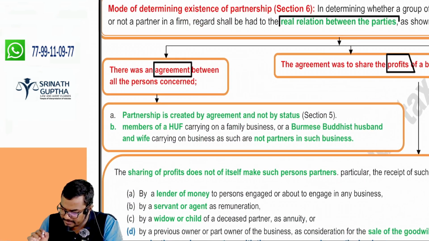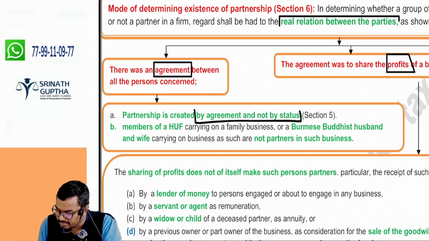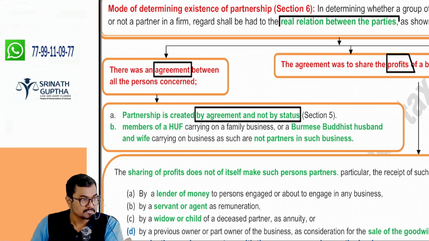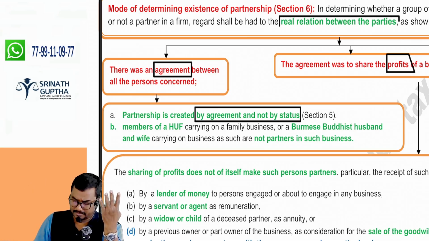Partnership is created only by agreement, but not by status. Just because I am born in the Gupta family, I become a Gupta; that is by status. So there are partners A, B, C, D: Ajay, Bharat, Charan, Dhiran. Dhiran is getting a son. Can the son become a partner? No, by status he cannot become a partner.